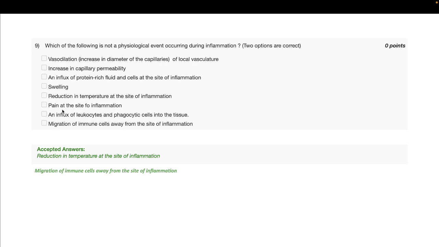The next option is pain at the site of inflammation. This again happens because of a lot of cells flowing in, an influx of leukocytes and phagocytic cells into the tissue, which is the hallmark of inflammation. That is why inflammation occurs, so that it can bring in a lot of your T and B lymphocytes to tackle the infection. And the last is migration of immune cells away from the site of inflammation, which is again wrong, because, as somebody explained, immune cells flow in at the site of inflammation.